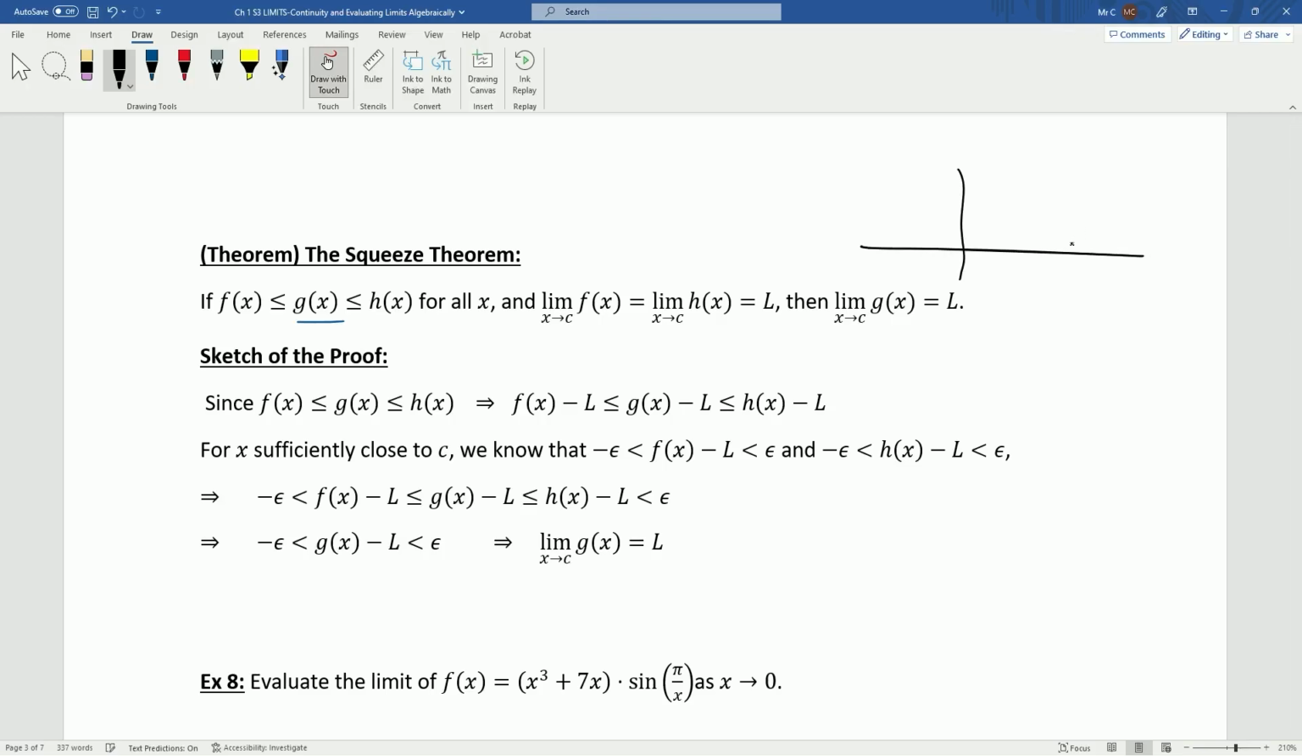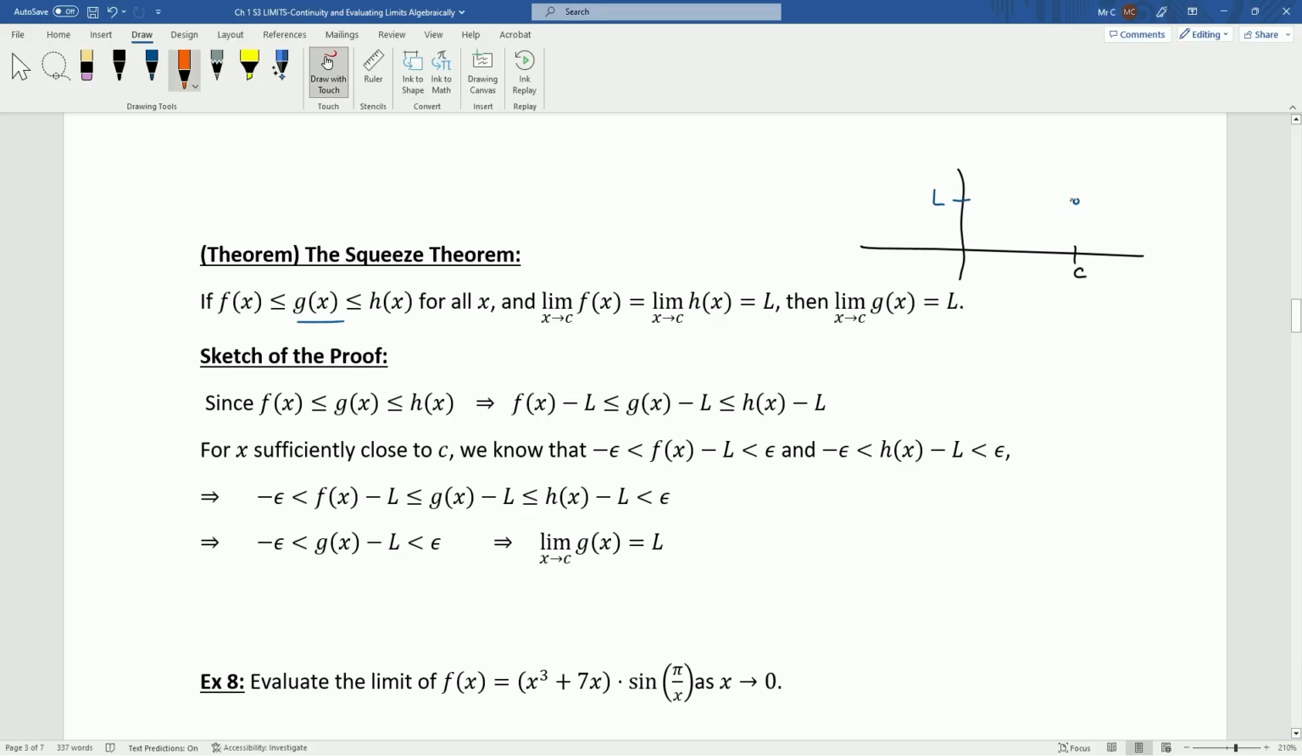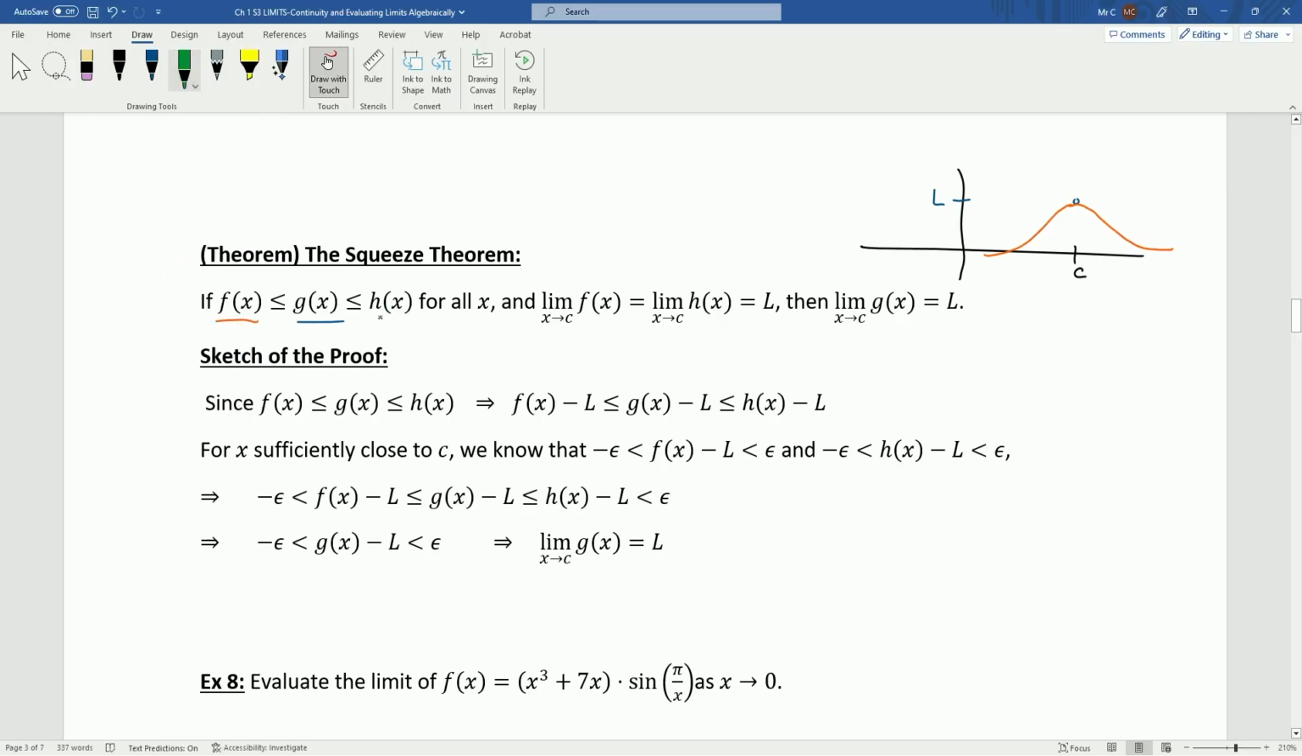So we'll draw a quick picture here. This will be our c. And so we've got 3 functions. We've got a smallest function and a largest function, but all of them approach the same limit L at c. So we'll draw the smallest function in orange here. So this will be f. So that's just a function, still approaches the same L. And we'll draw our biggest function h in green here. So maybe that looks like that.